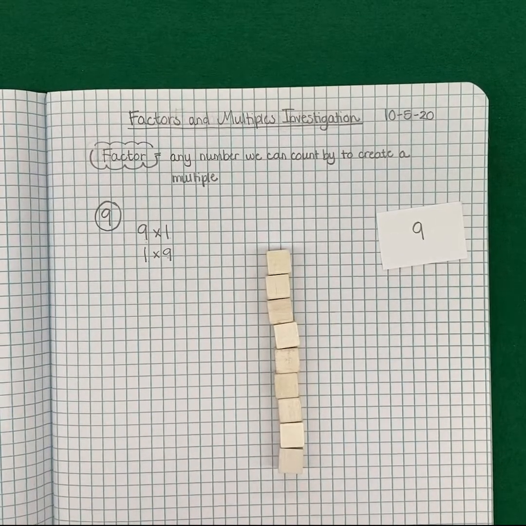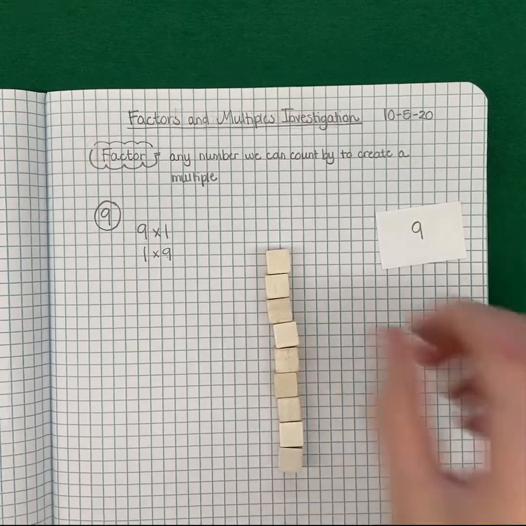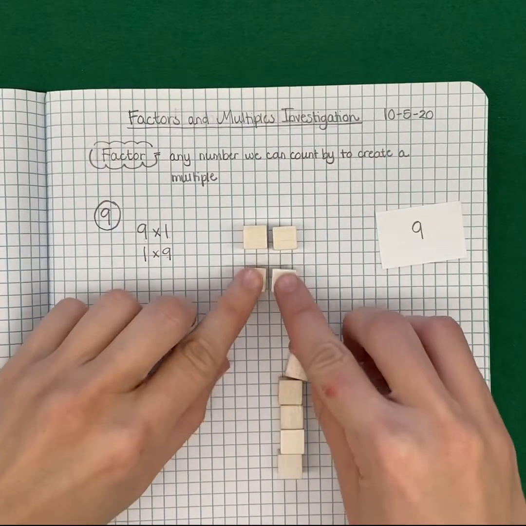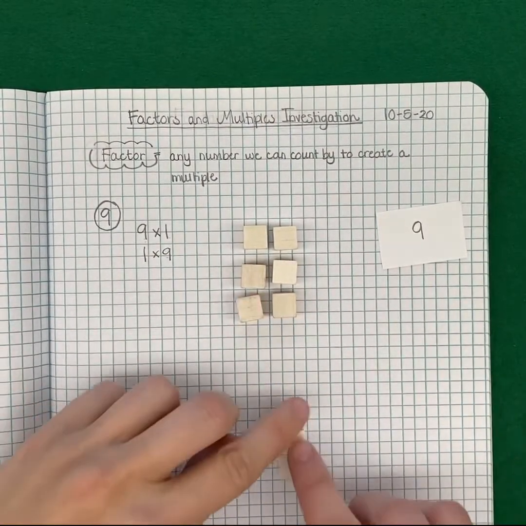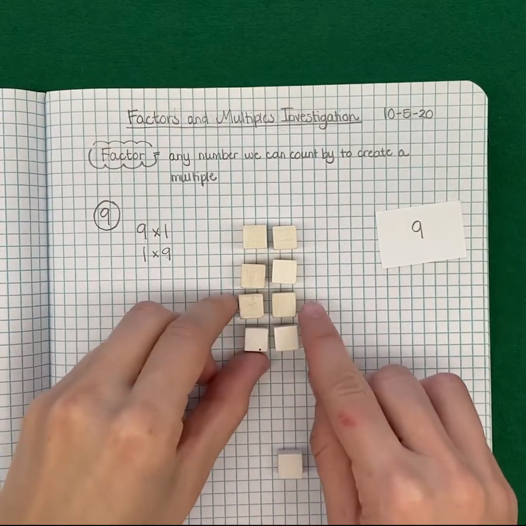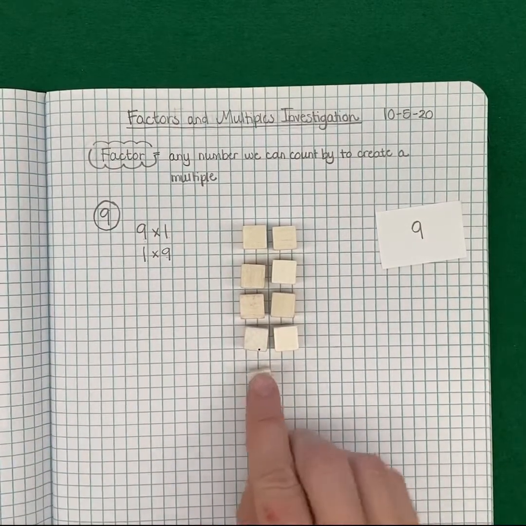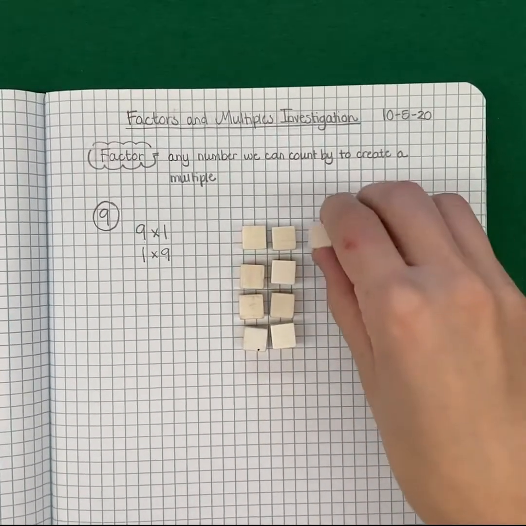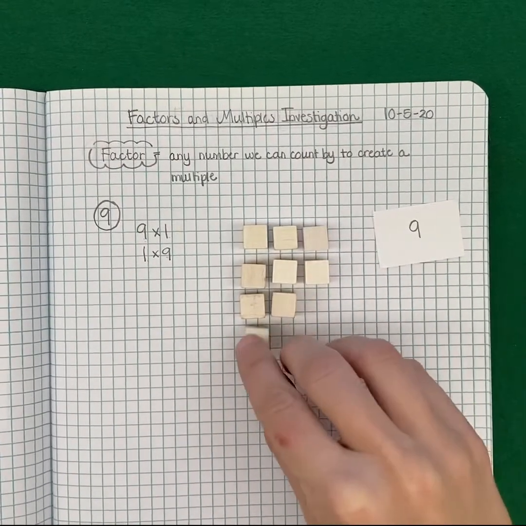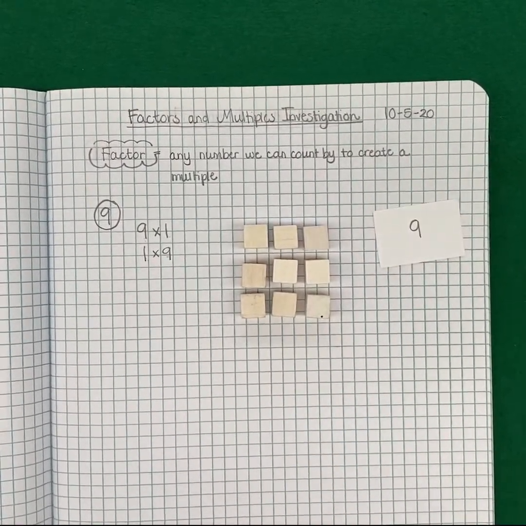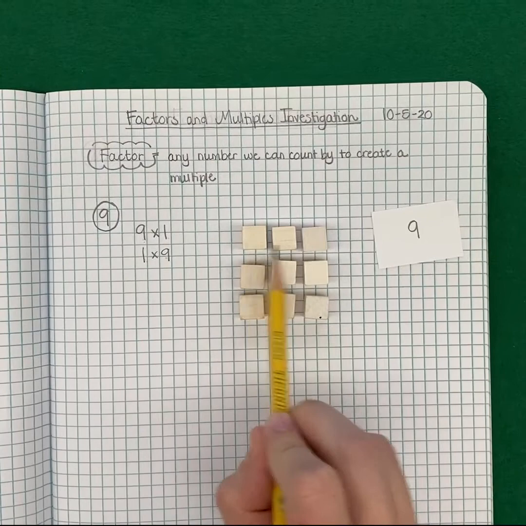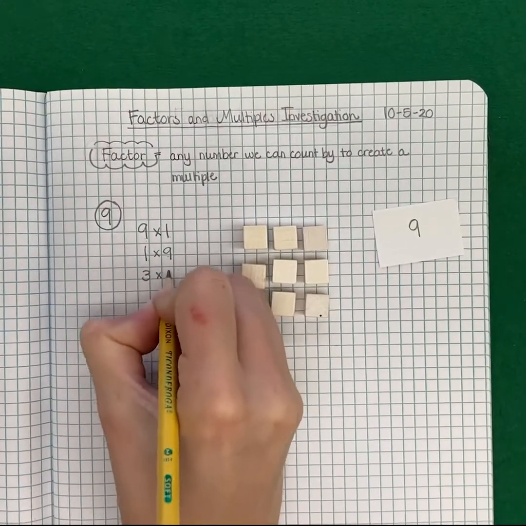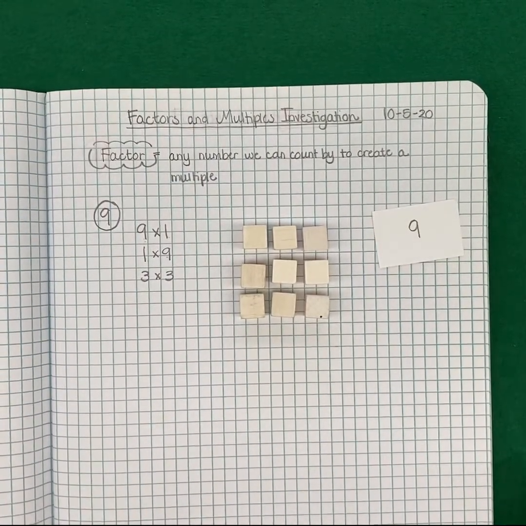Okay, so now I need to see, can I count by 2s? Let's see if I can count by 2s to get to 9. 2, 4, 6, 8. No, that won't work because look, I have 1 left over, and that won't make a final row. So 2 isn't a factor of 9. Let's try 3s. 3, 6, 9. Ooh, that worked. Okay, so I have 3 taken 1, 2, 3 times. 3 is also a factor of 9.